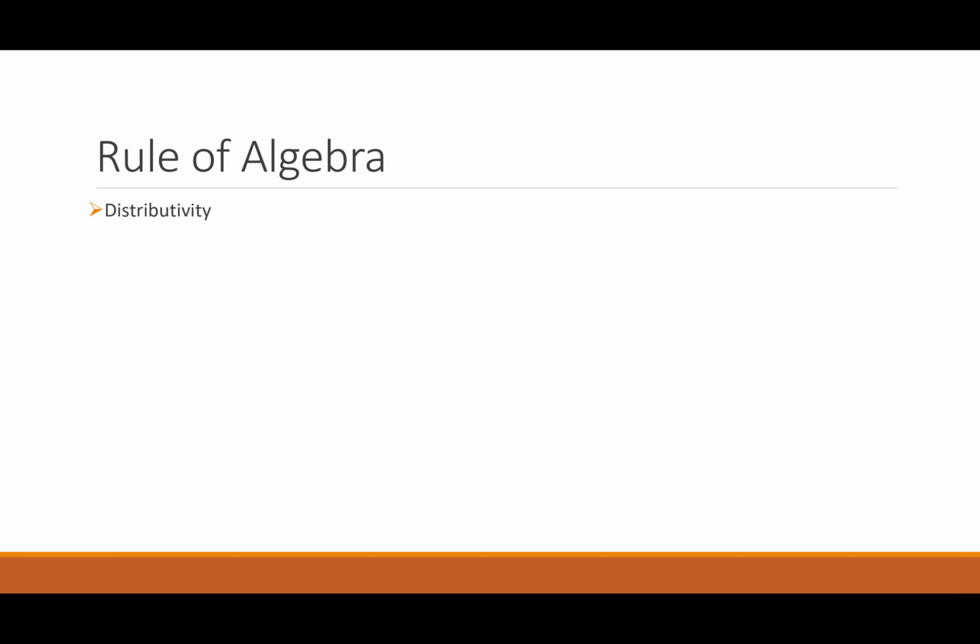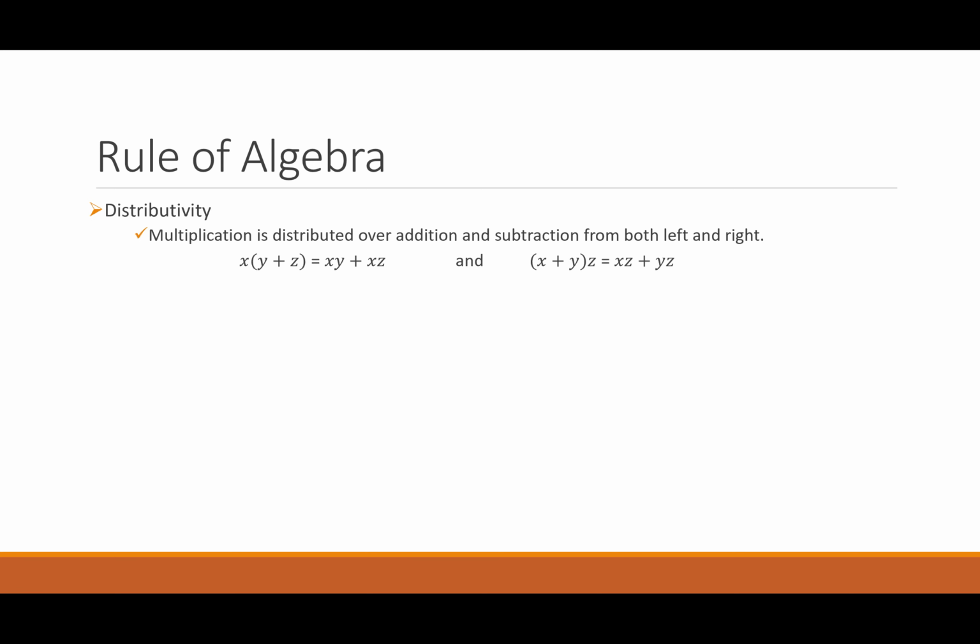Final rule, distributivity. Multiplication is distributed over addition and subtraction from either the left side or the right side. So what does that mean? Well, if you did y plus z and then you multiplied by x on the left side, you get xy plus xz. And then if you did the same thing on the right side, so x plus y multiplied by z on the right, you'd get xz plus yz.